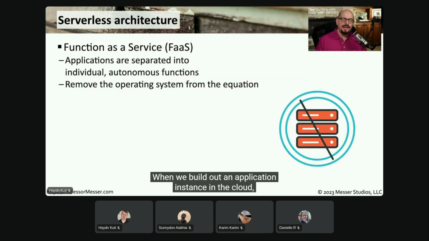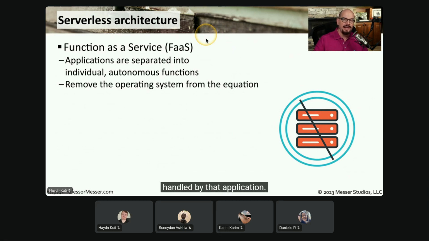When we build out an application instance in the cloud, we often refer to different servers. But what if we could build an application instance that had no servers? This is referred to as a serverless architecture. Instead of simply accessing a single application, we are instead accessing individual functions that are handled by that application. Each function handles a small piece of the application, and anytime we need to perform one of these functions, we address that part of the serverless architecture.